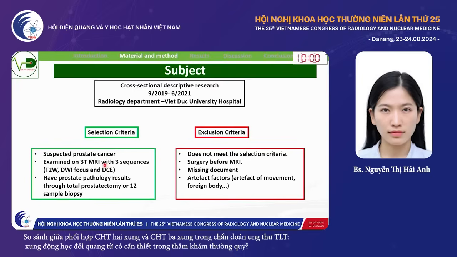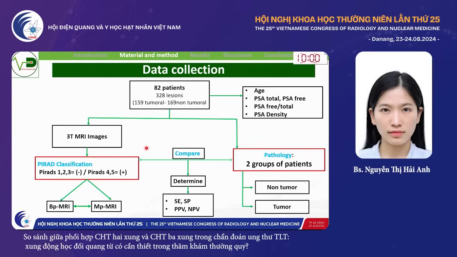This is a cross-sectional descriptive research conducted in the radiology department of the hospital with selection and exclusion criteria described as below. We have 82 patients with 328 lesions.